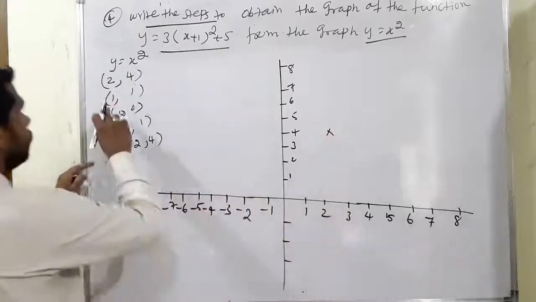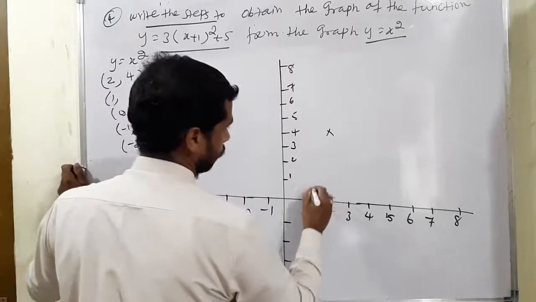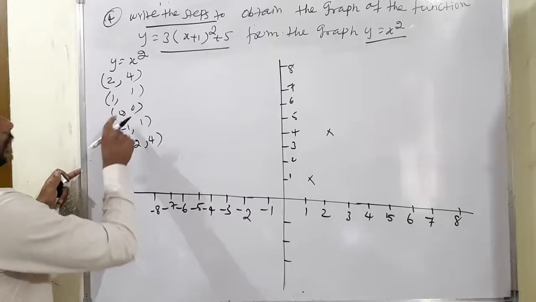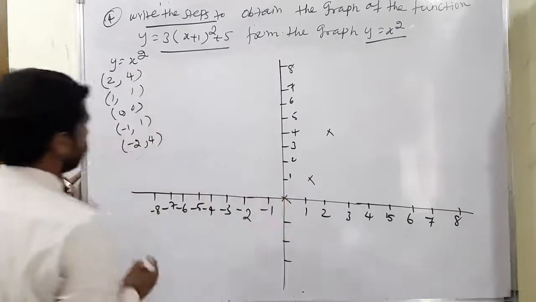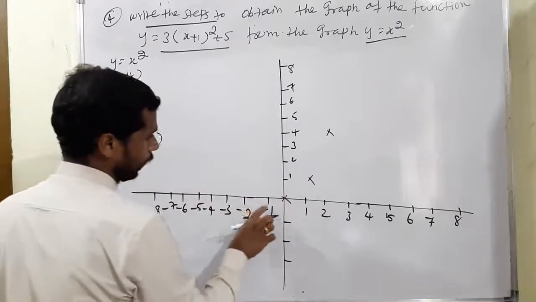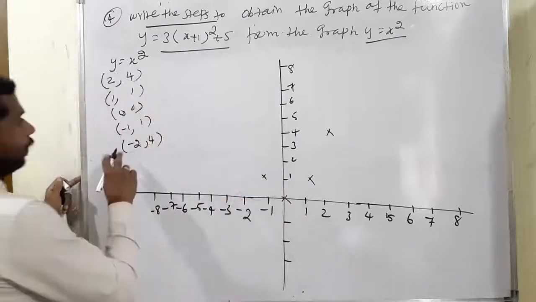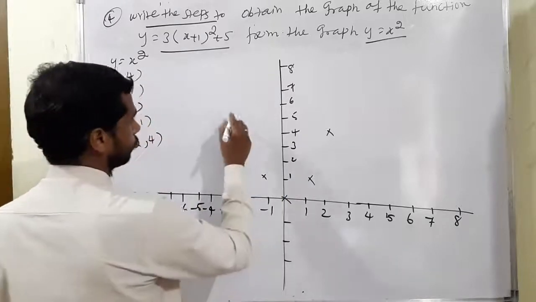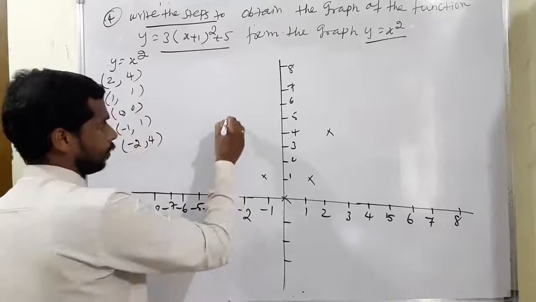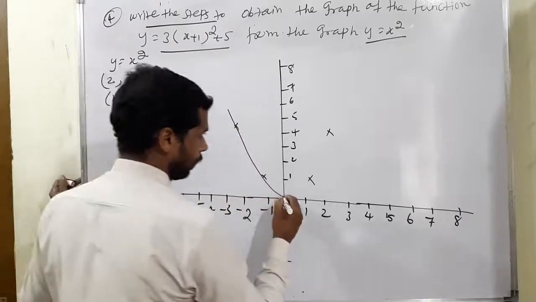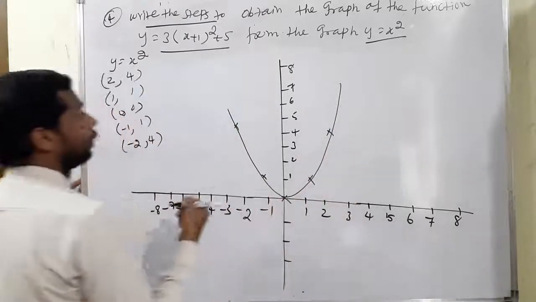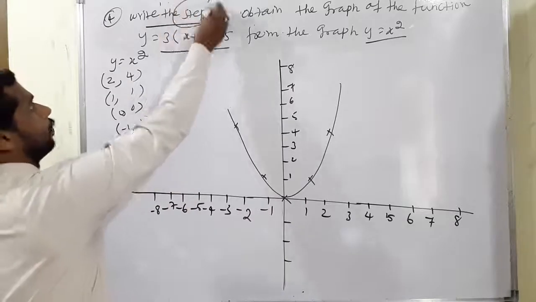Okay. Next case 1 comma 1. Then 0 comma 0 origin point. Minus 1 comma 1. Then minus 2 comma 4. So definitely we can say the step we can write is in the right step.